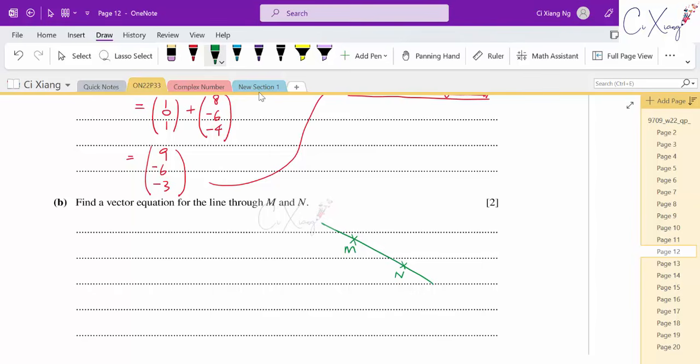For passing point, you can use either the OM as passing point or ON as passing point, no problem. We have 2 passing point here. For the direction of the line, you can either find out MN or you can find out NM also can, no problem. Alright, so for me, I'm using MN. So to find out the MN will be MO plus ON.